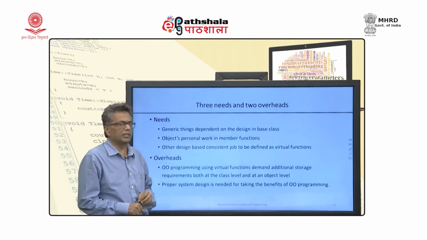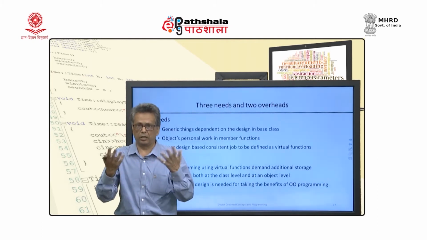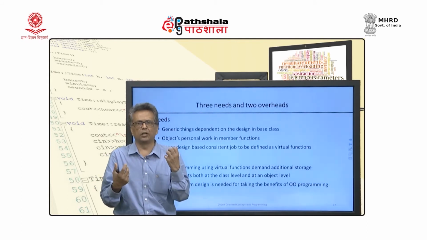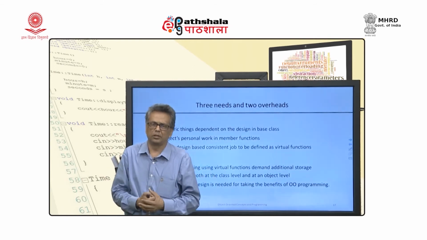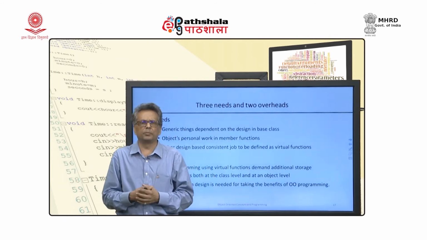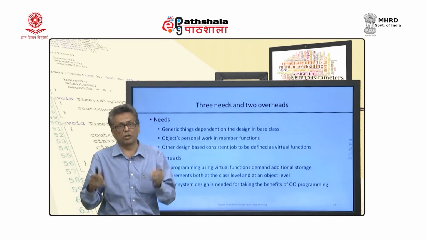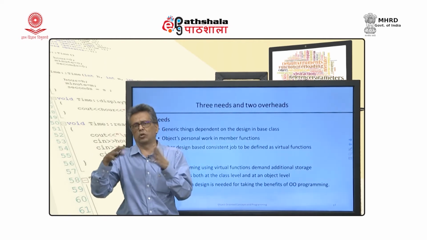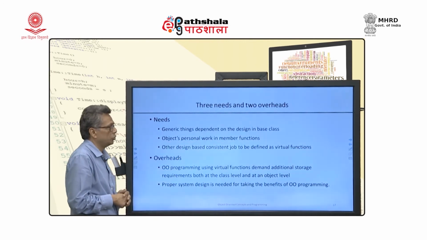Other design constraints will have to be consistent, like draw, shrink, grow. Suppose you are using these images, shrink and grow will increase and decrease the size in some proportion. Something like that has to be provided, and it will have to be done using a virtual function. So, without really knowing which object you are pointing to, you can grow, shrink, or draw that object. That work is to be defined as a virtual function.